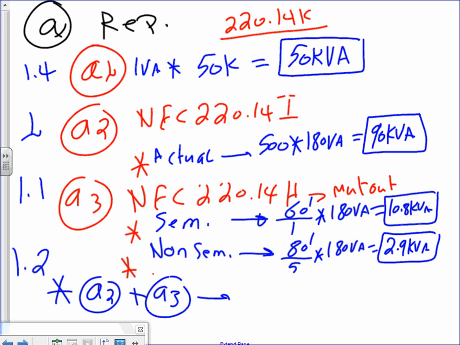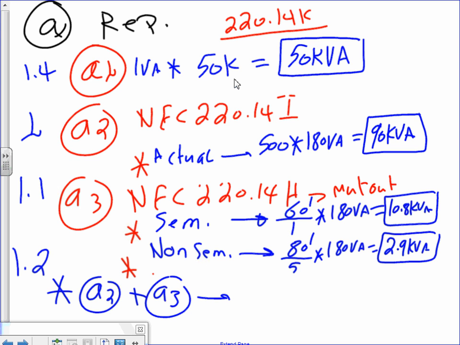If they're non-simultaneously used, meaning they will not be used at the same time, for every 5 feet, not 1 foot, for every 5 feet, you allocate 180 volt-amp for this multi-outlet assembly. How do you do the math? You take your non-simultaneously used, divide it by 5, and then multiply it by 180. Does it say that, guys, in the code?